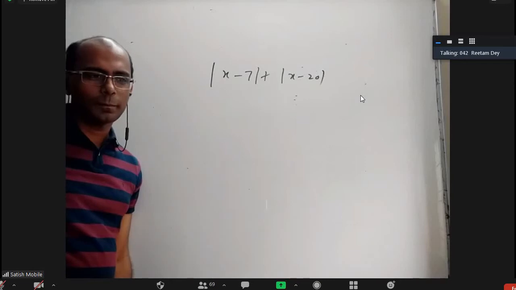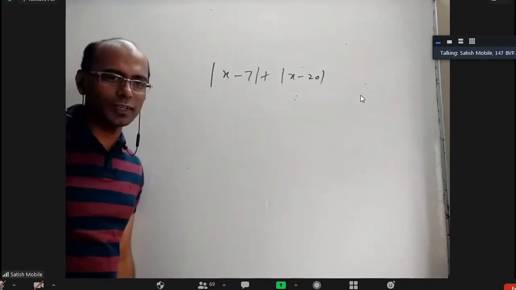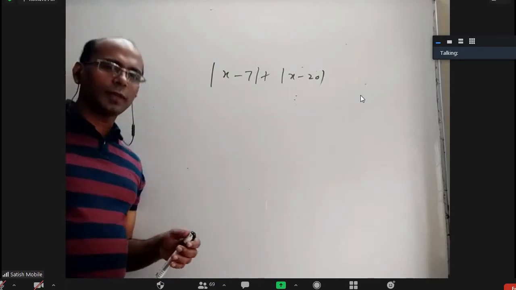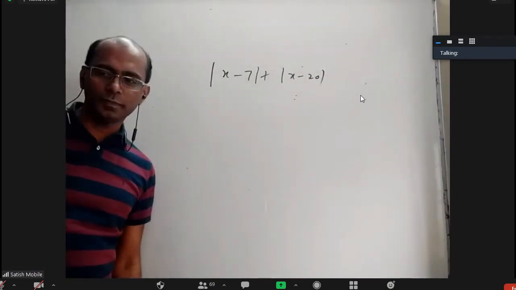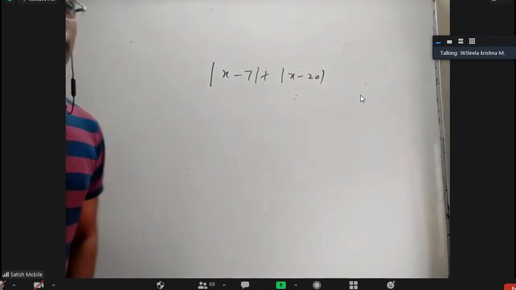This is always positive. Their sum will be positive. 13, sir. Okay, tell me what are the x values where the answer will be 13?